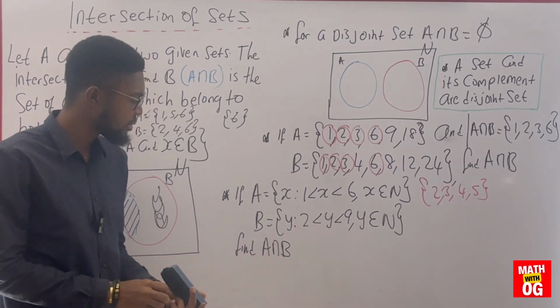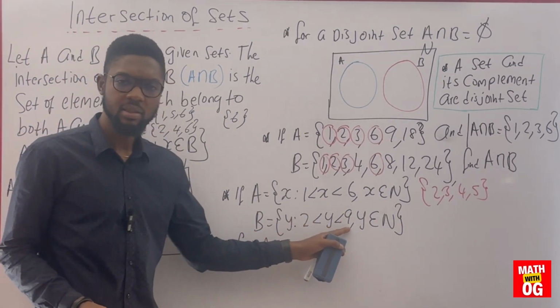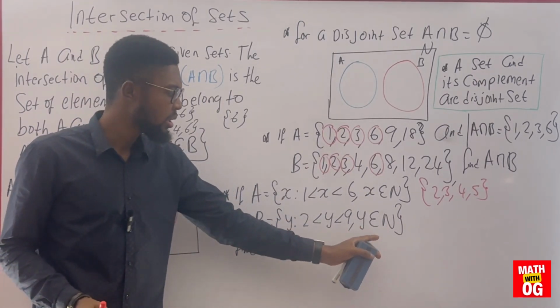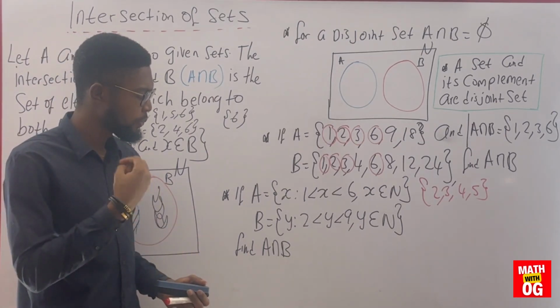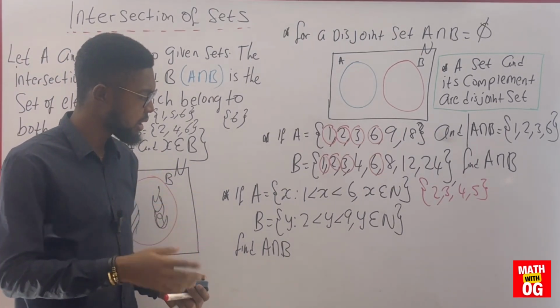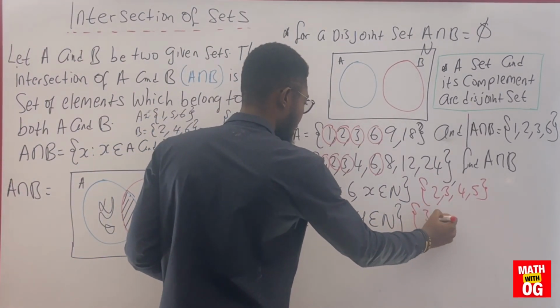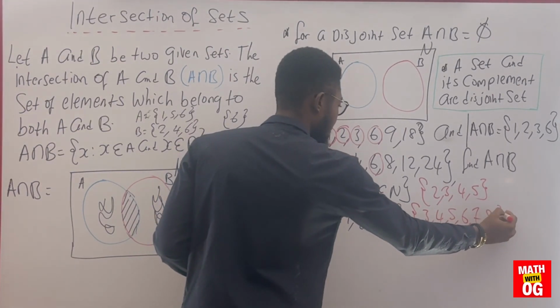Similarly, here we are told that set B is equal to {y such that 2 < y < 9}. That means natural numbers, they say y is an element of natural numbers. That's the natural numbers between 2 and 9. So we have 3, 4, 5, 6, 7, and 8.